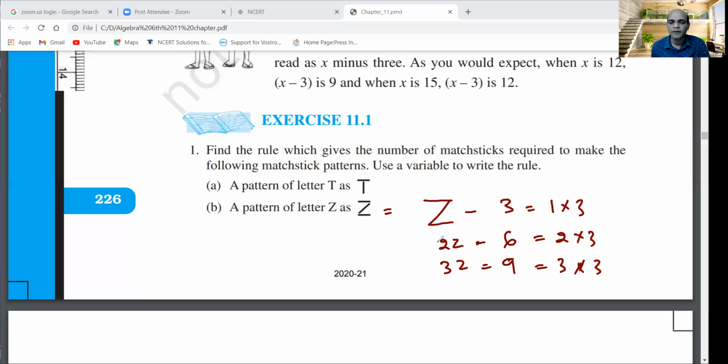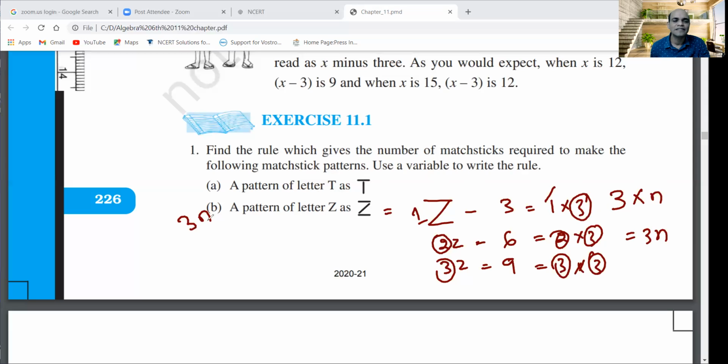It means, look, here for 1Z it is 1, for 2Z it is 2, for 3Z it is 3. So this is constant and this is variable; it changes. What's constant? This is 3. That is constant. And what changes? 1, 2, 3. This is the variable. 3 multiplied by n is equal to 3n. Now clear? So this is 3n. Get it? Very good.